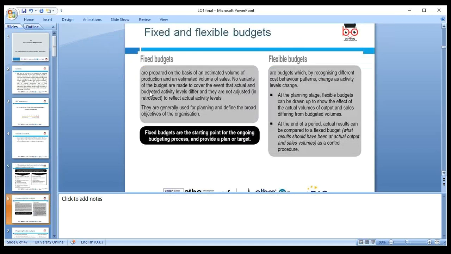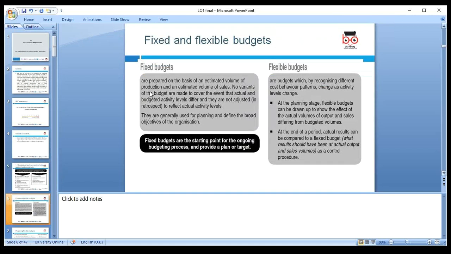Okay. Next, when we're looking at the budget, a budget is a financial plan for the future. A budget can be fixed or flexed. A fixed budget means the budget will stay the same. It won't change, like a fixed cost.